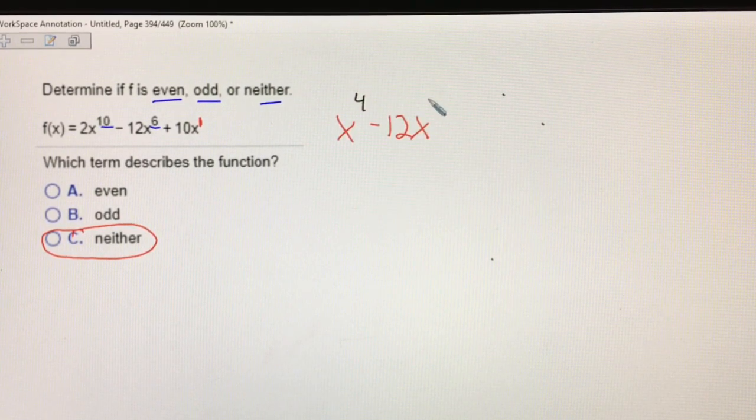Now, if they were all even, and then I had just plus 5, that's technically x to the 0. So that plus 5, even though that 5 is an odd number, the exponent next to it would be considered a 0, and that would be an even function. Just trying to go over all the possibilities.